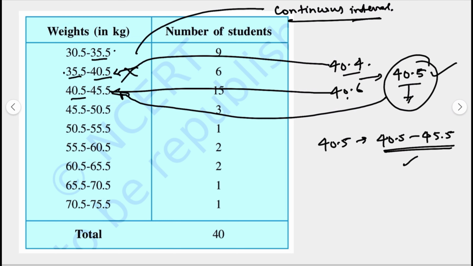In that case we have another issue, that is, in which interval this 40.5 should be included. It will be included in the next higher interval, so this will always be in the next one, 40.5 to 45.5. Now based on this we have exercise 14.2. Let's move to exercise 14.2 now.